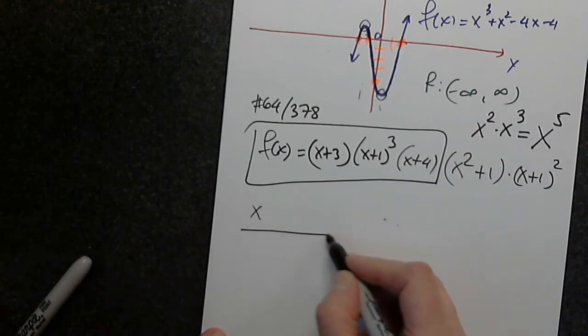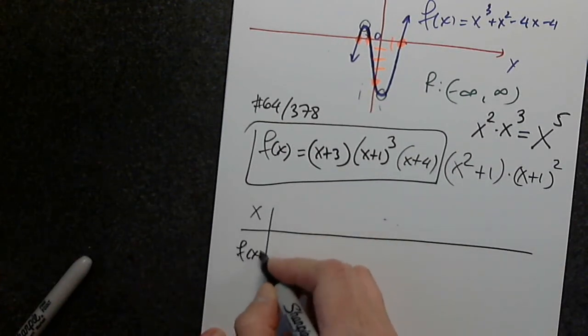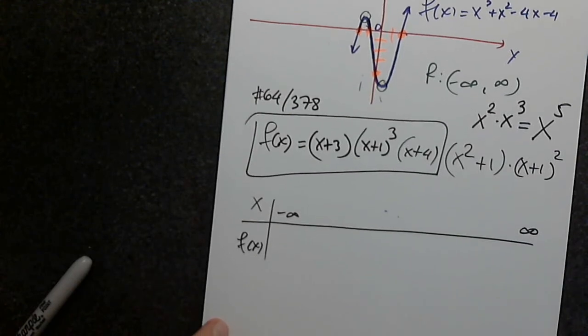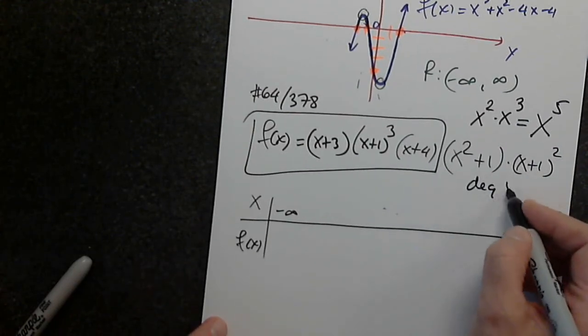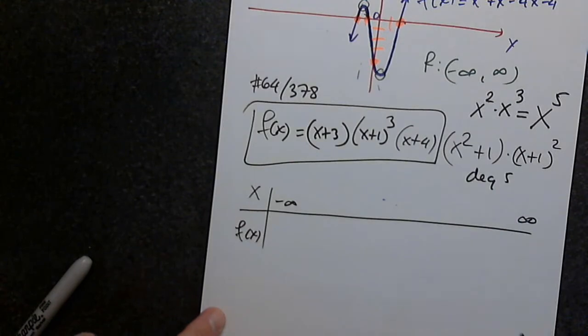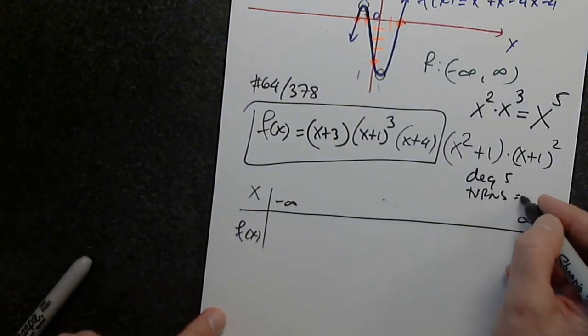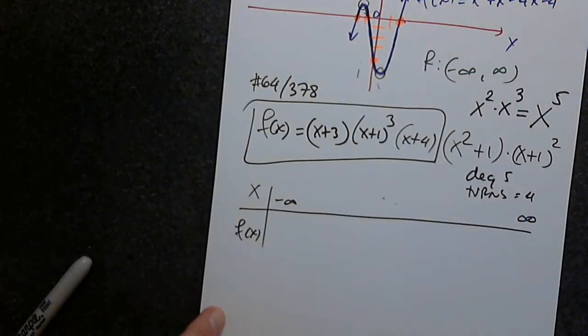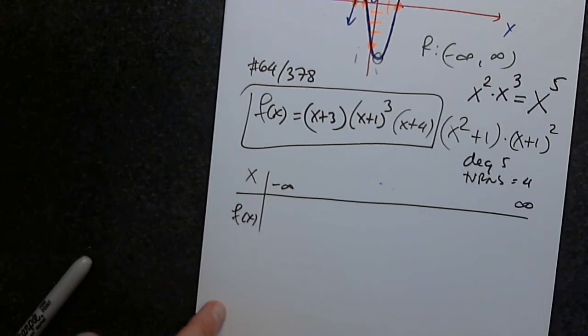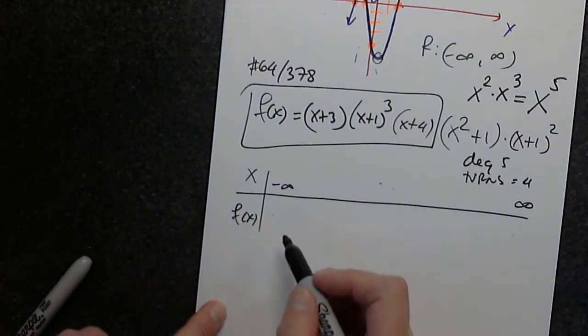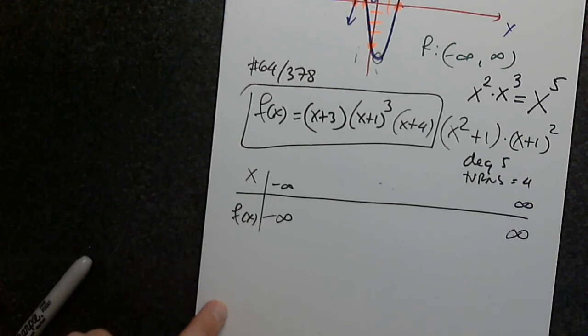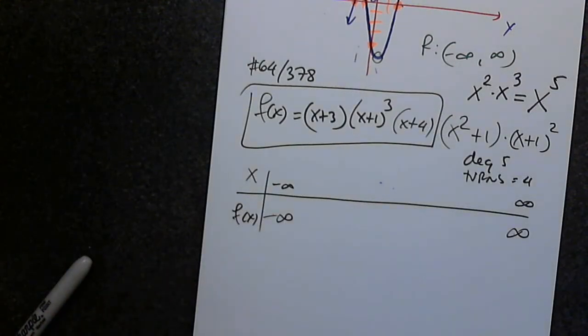Okay, so let's start with a degree. What is a degree? Yes, indeed. Degree 5. What is the maximum possible number of turns? Very good. It doesn't have to turn 4 times, but it cannot turn more than 4 times. Okay, what is the end behavior? Yes, negative infinity to positive infinity. Well done. Degree 5 behaves like the linear function with a positive slope.